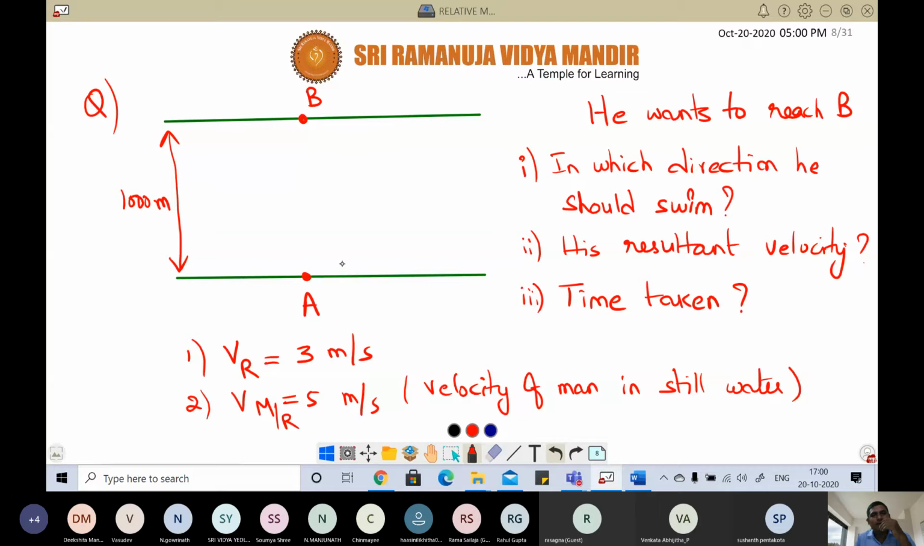Try to follow the diagram method. It's very easy. See, that's why the purpose of showing this animation and all is that you will have a picture in your mind. Okay, what is happening, in which direction he is putting his effort, and in which direction finally he will reach.